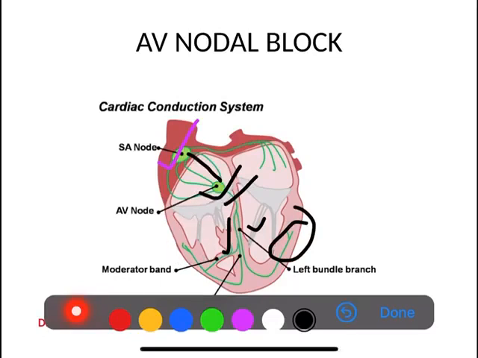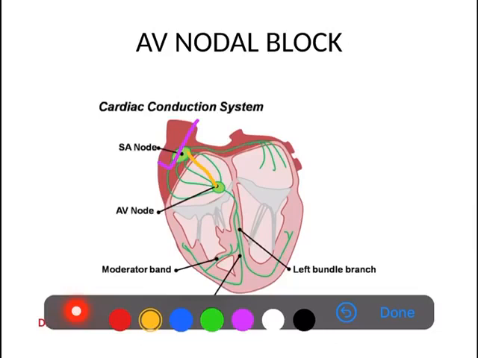Clear? So the block can happen at any site. Okay, if it is happening between the atria and the ventricle, that is between this area, we can call it an AV nodal block. Okay, if it happens in the right bundle, it is right bundle branch block. If it happens in the left bundle, it is left bundle branch block. So we will be discussing all other blocks later only.